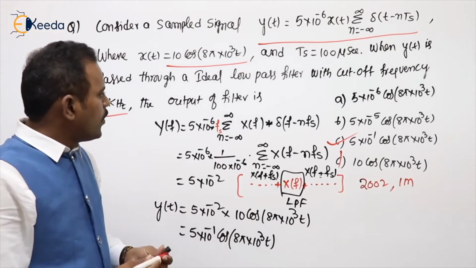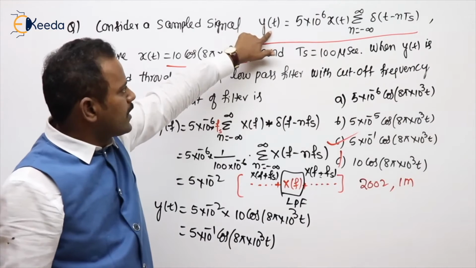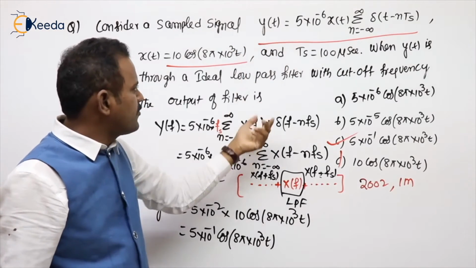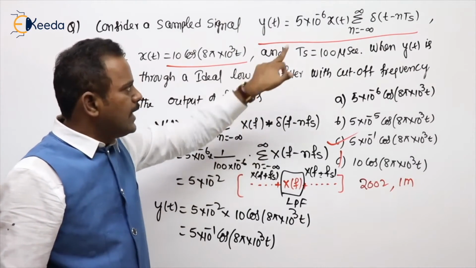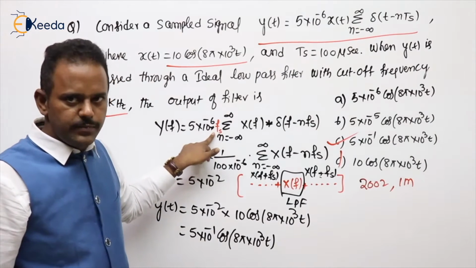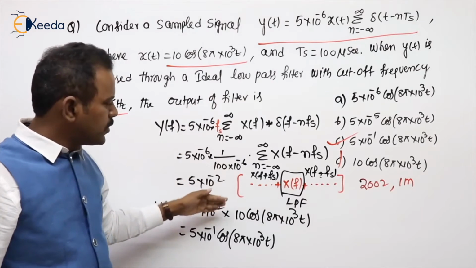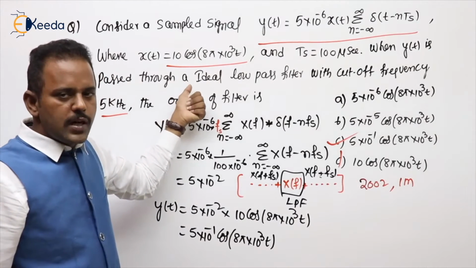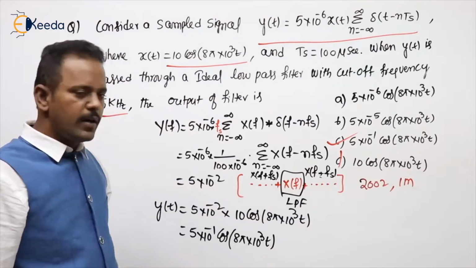Simple question. You only need to know the Fourier transform for this one. Same x of t is X of f. Multiplication is convolution. Impulse also the same, but Fs will come into it. That is the only difference. Clear? I just substituted, passed it through the filter whose cutoff frequency is 5K, and then you got the output.